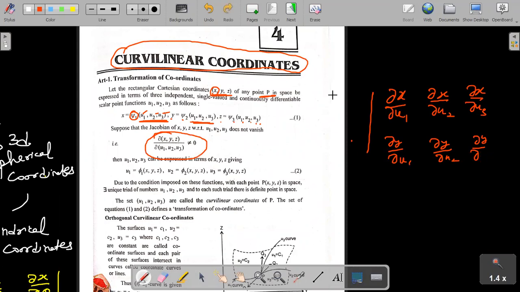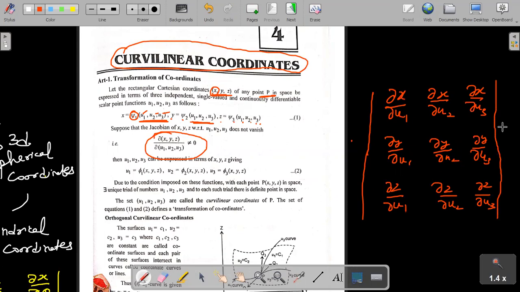So this is u3. Then partial derivative of z with respect to u1, partial derivative of z with respect to u2, partial derivative of z with respect to u3. These three, this determinant should not be equal to 0. So this determinant should not be equal to 0.